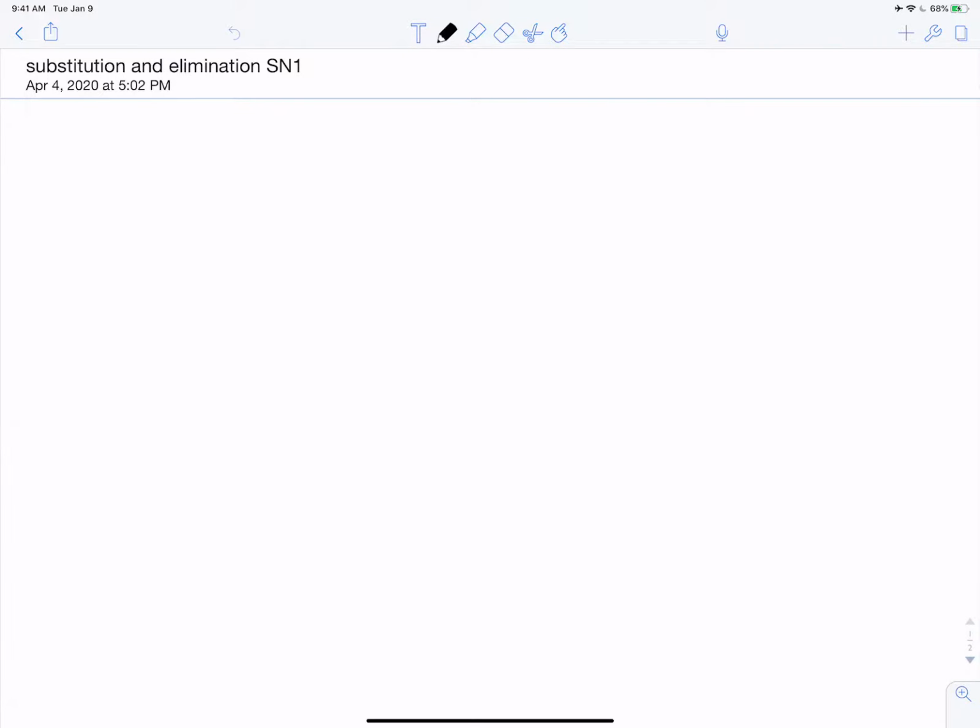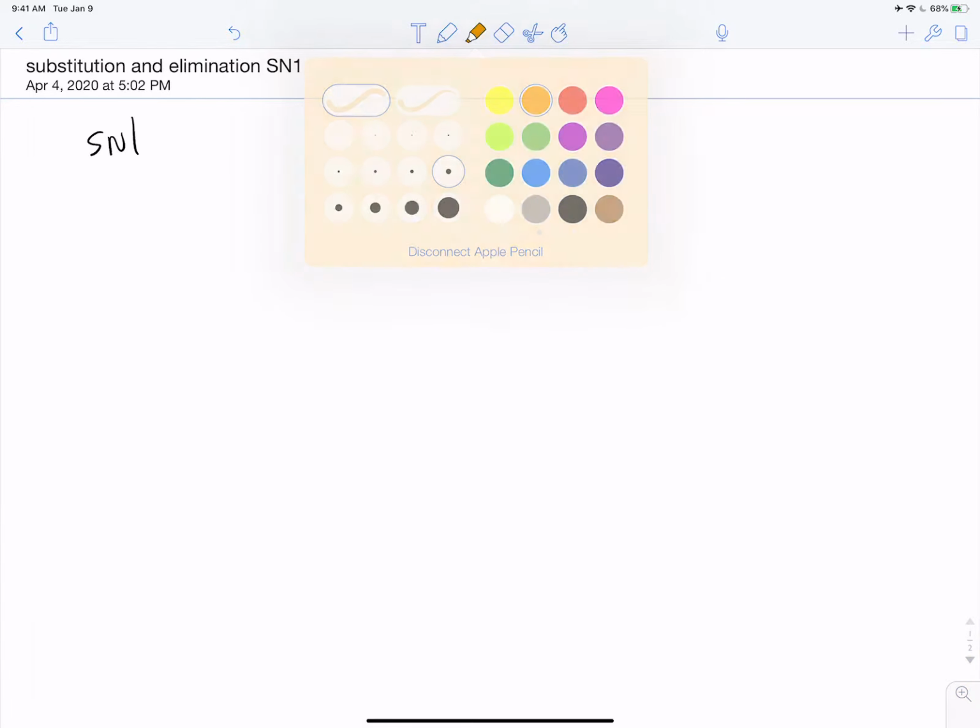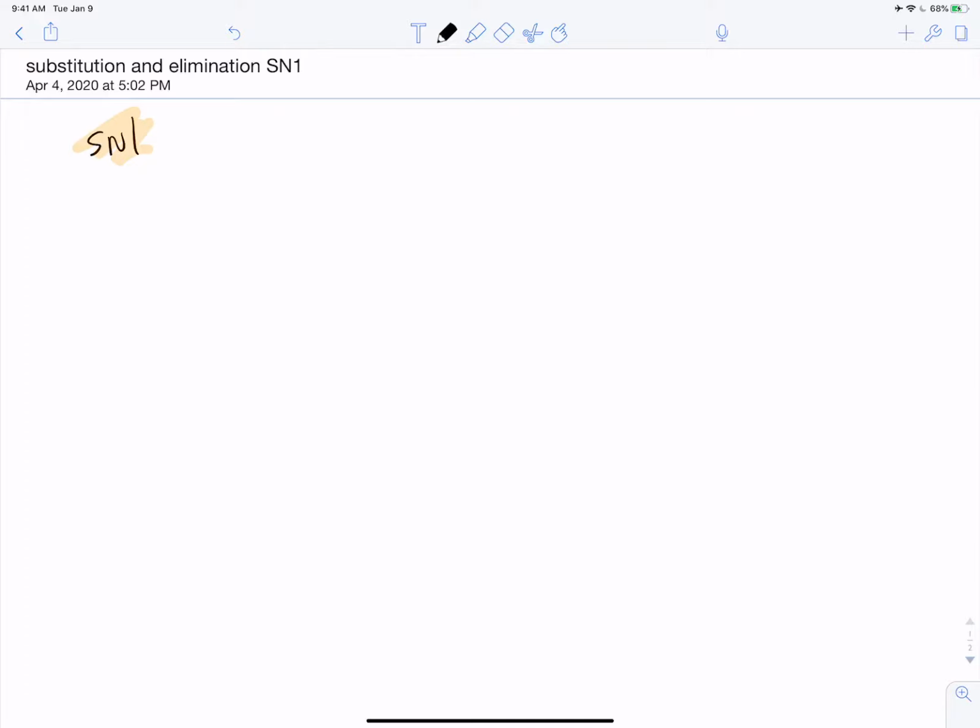Okay, so in our last video we looked at nucleophilic substitution and we looked at SN2 reaction mechanisms. In this video we'll look at SN1. So for SN1, everything means the same thing, only now we're looking at a first order reaction. So still this means nucleophilic, and this also means substitution over here.